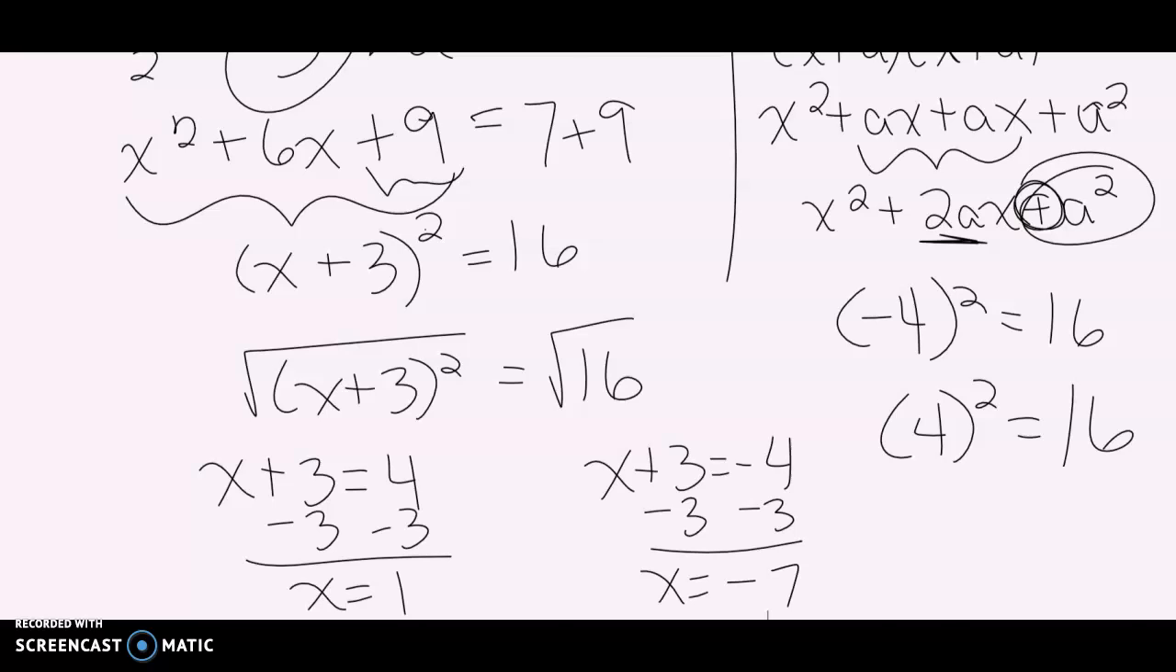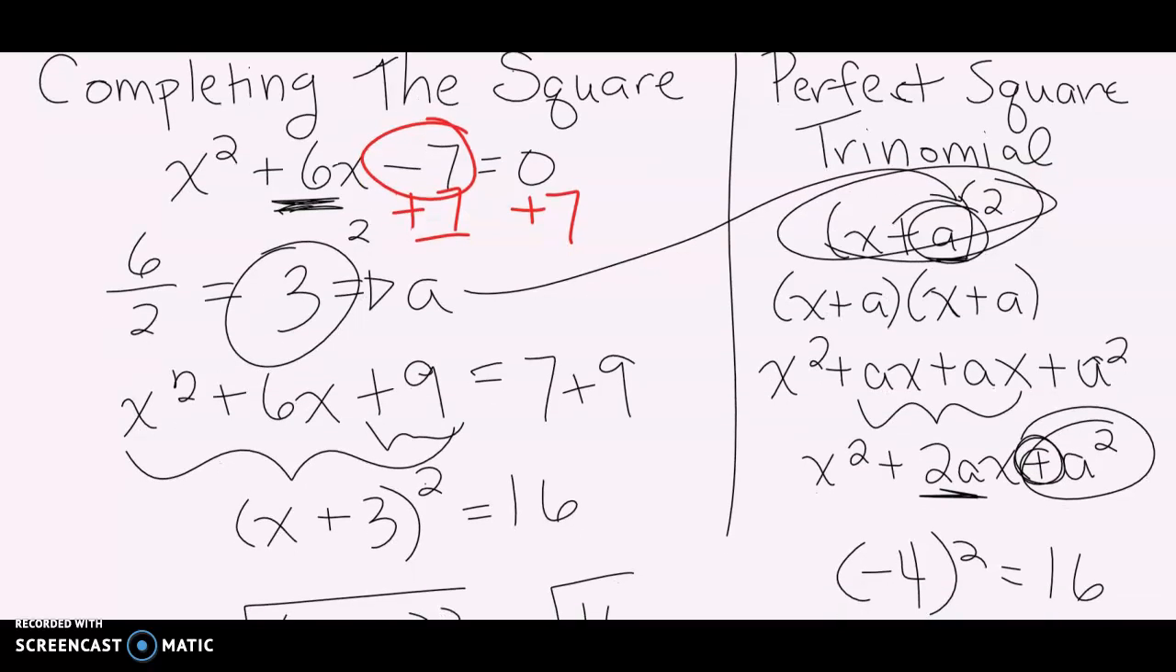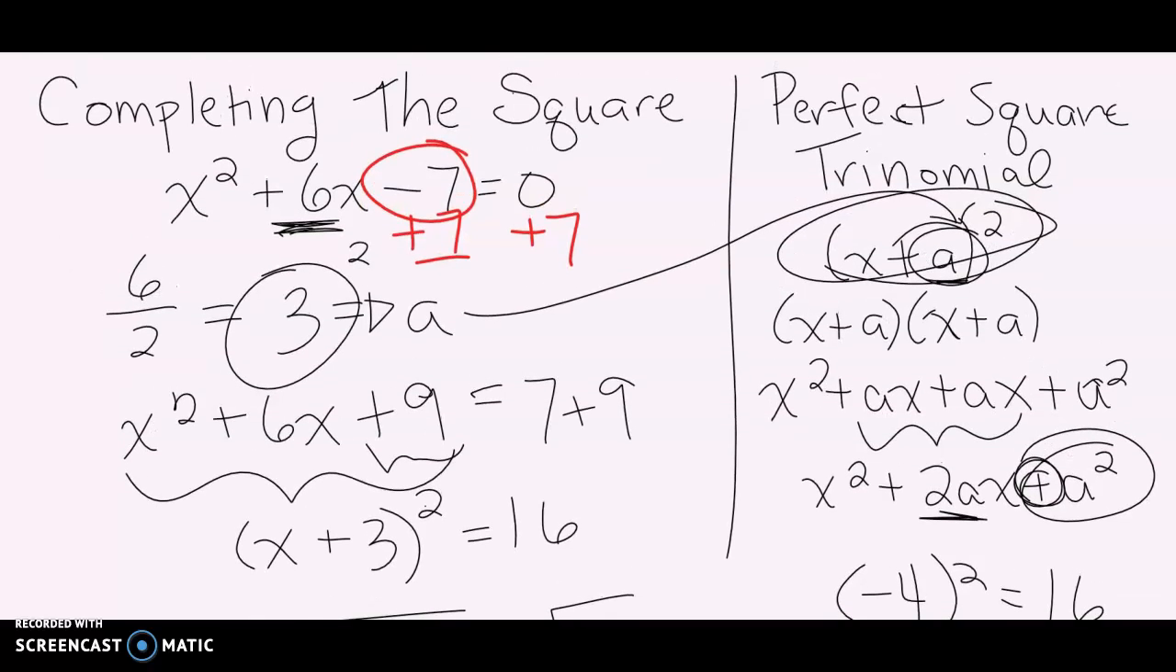Okay, so hopefully this made a little more sense. Honestly, just understanding the perfect square trinomial, what those numbers mean, it really can help with understanding what we're doing in completing the square. So hopefully this helps.